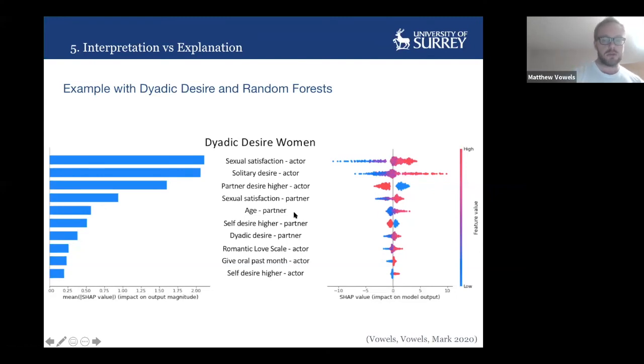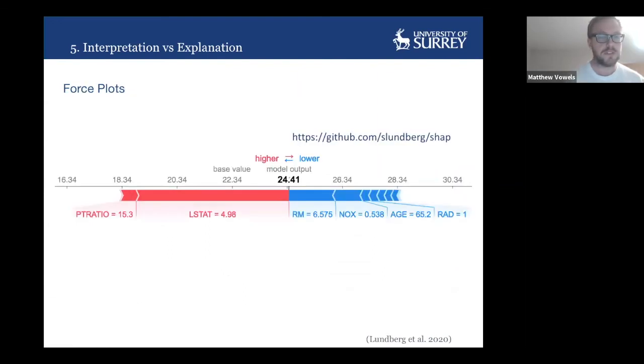So in other words, if this was set to 1, it actually decreased the prediction for dyadic desire for this particular variable. And you get this nice spread to see that some variables are very predictive, but it depends on the level and it depends on the individual. And you can start to zoom in on these. I've got an example of a force plot here. This is for one individual. It tells you how much one individual contributes towards model change and model prediction.